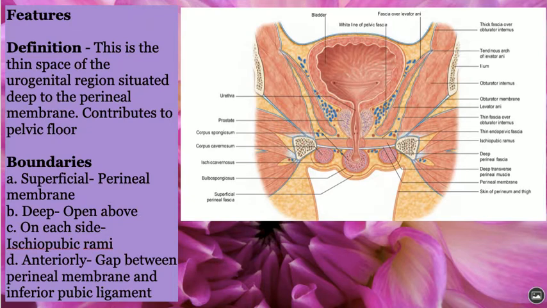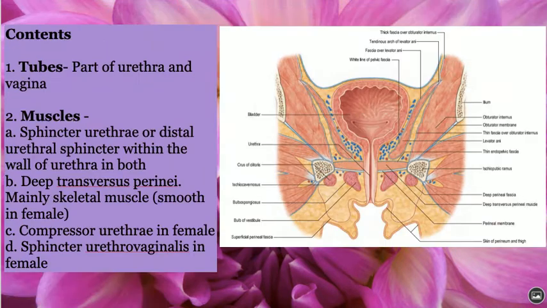Okay. So coming to the definition of the deep perineal pouch, this is a thin space of the urogenital region situated deep to the perineal membrane, contributing to the pelvic floor. Its boundaries are, superficially, the perineal membrane. It is open above. On each side we have the ischiopubic rami, and anteriorly there is a gap between the perineal membrane and the inferior pubic ligament.